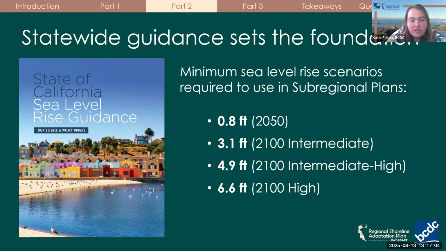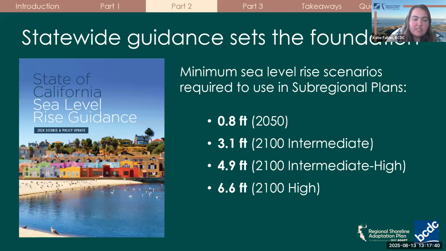Subregional plans are required to use specific minimum scenarios for 2050 and 2100, including intermediate, high, and high projections. These include 0.8 feet for 2050, and for 2100, 3.1 feet for the intermediate scenario, 4.9 feet for the intermediate high scenario, and 6.6 feet for the high scenario. Using these consistent scenarios ensures all jurisdictions plan with the same assumptions about future flood risk.